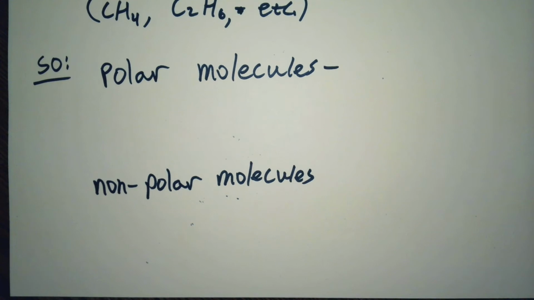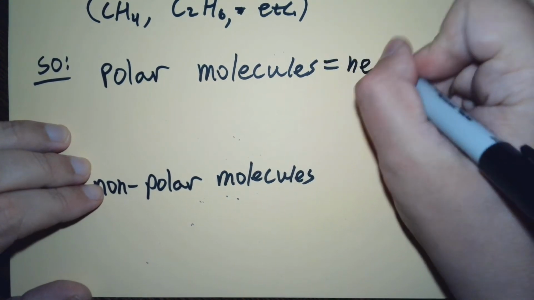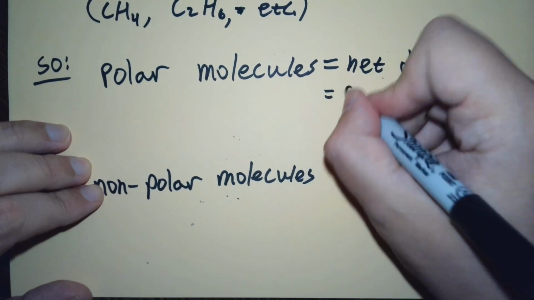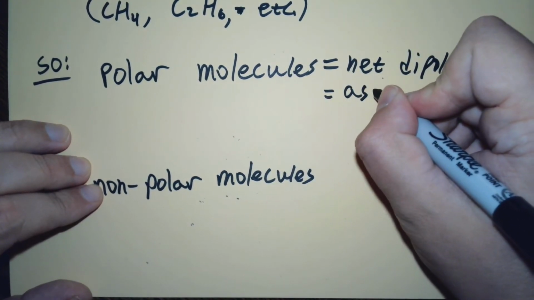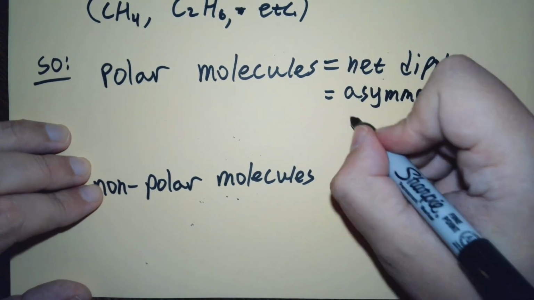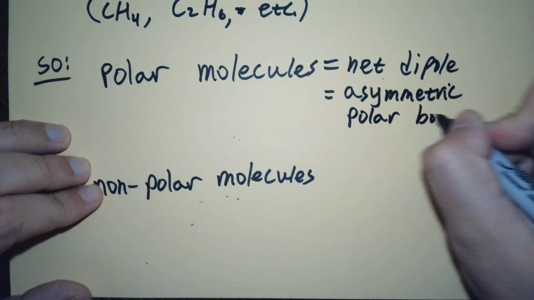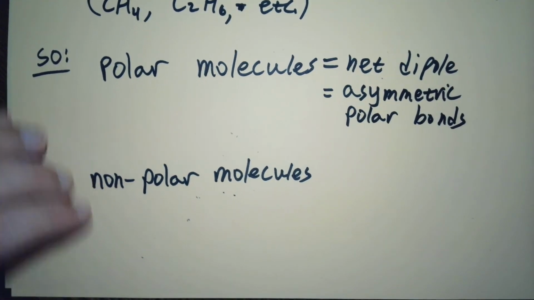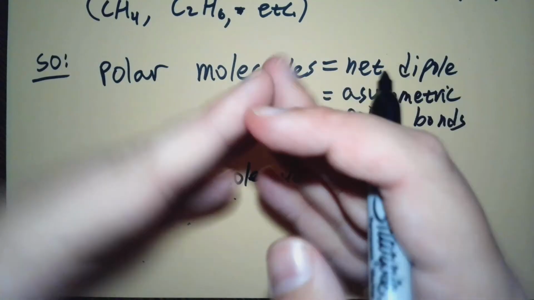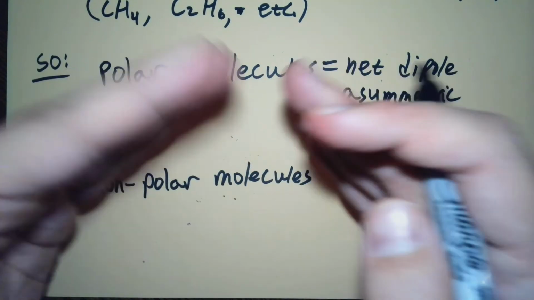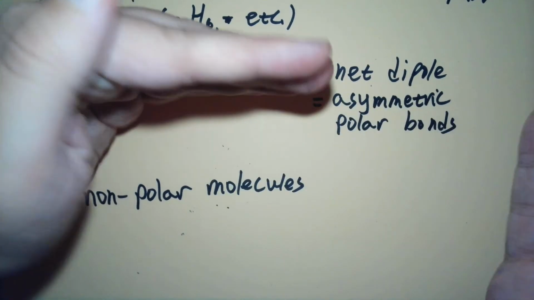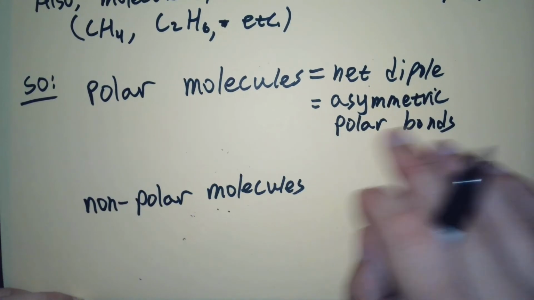Okay. Well, polar molecules mean that there's a net dipole. And here's how I like to describe it. That means that you have asymmetric polar bonds. Okay? That means that they're not all directly opposite each other. They don't sum to zero. There's something like that bent molecule. Or like HCl, where there's just one. There's no counter because there's no other bond to counter it. So that's an asymmetric polar bond.